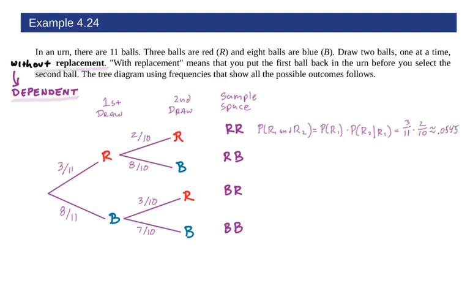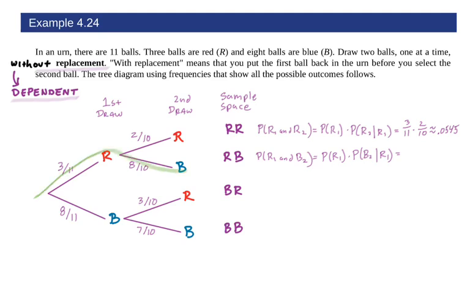And so if we multiply those, we'll get 0.05 and 45. Again, the nice thing about this tree diagram is that you just have to multiply them following the path that we have here. So 3/11 times 2/10. And let's try these out for all of them.